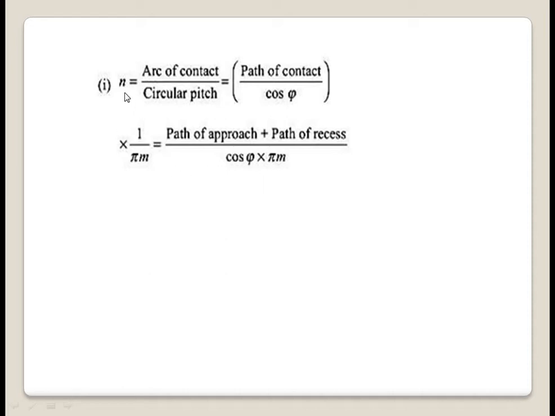Small n, that is the contact ratio, is equal to arc of contact divided by circular pitch. Now arc of contact is nothing but path of contact divided by cos of phi, into 1 divided by circular pitch. So circular pitch PC is equal to pi into m. Now, instead of path of contact they have taken path of approach plus path of recess, divided by cos of phi into pi into m.